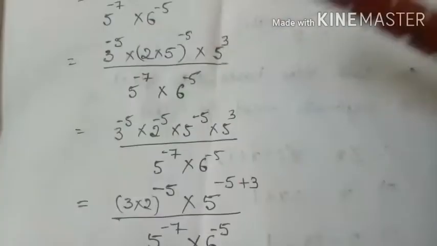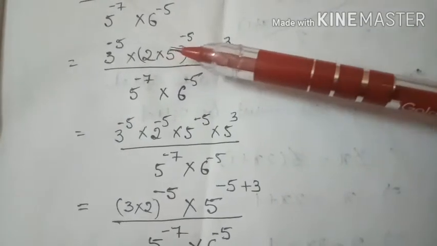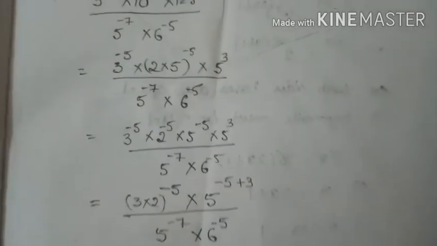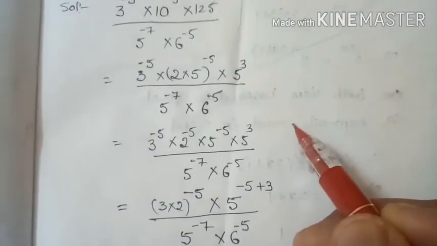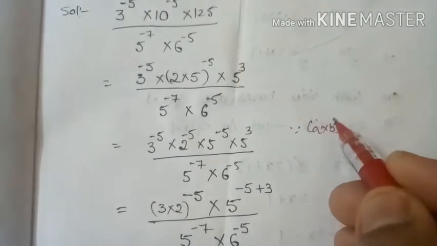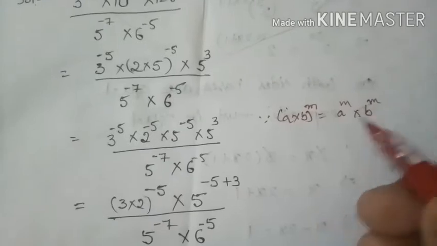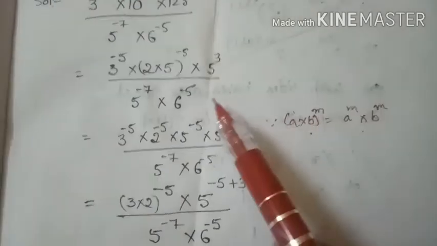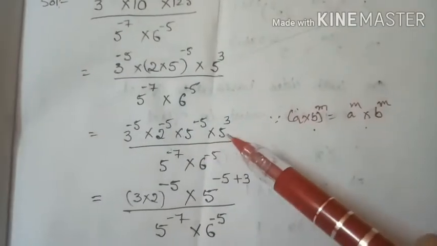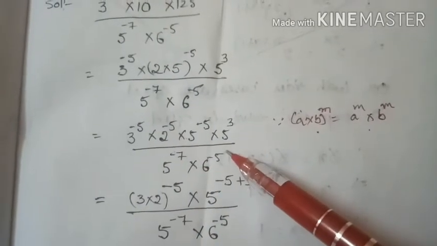Next 3 power of minus 5 into, this looks like a into b whole to the power of minus 5. So a into b whole to the power of m is equal to a power of m into b power of m. Okay, this formula we used here. So 2 power of minus 5 into 5 power of minus 5 into 5 power of 3, by 5 power of minus 7 into 6 power of minus 5.